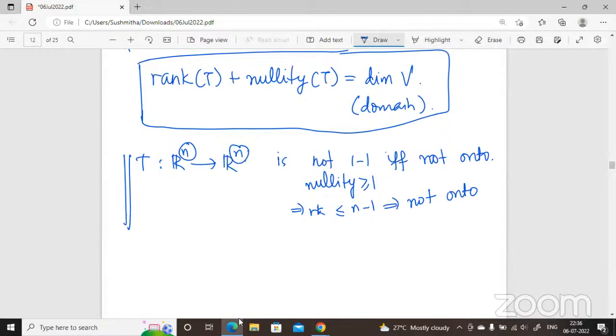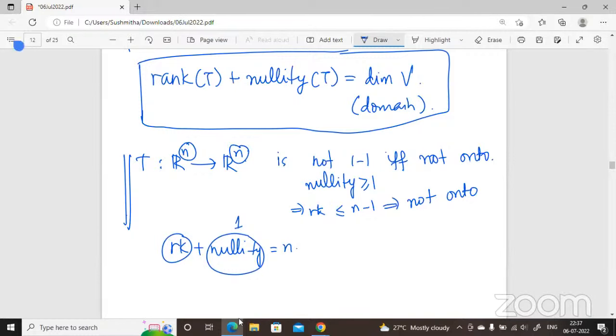And I have the same dimension, meaning n and n. So if nullity is at least 1, rank plus nullity is equal to n. Okay, got it. So if nullity is at least 1, the maximum the rank can take is n minus 1.